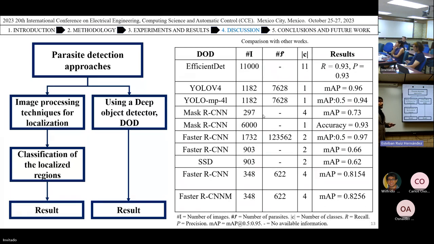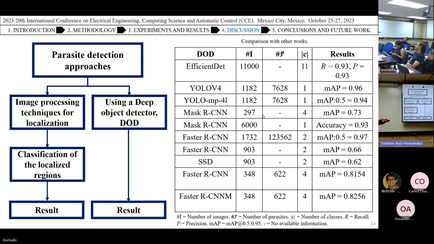And we selected three parameters to compare with those publications in the literature. Those parameters are the number of images, the number of parasites, and the number of classes. Given that information, our work is a pretty competitive result compared with the state of the art. For example, there is a work with 297 images that also tries to classify four classes, but only has a mAP of 0.73, which is about 9% less than ours.